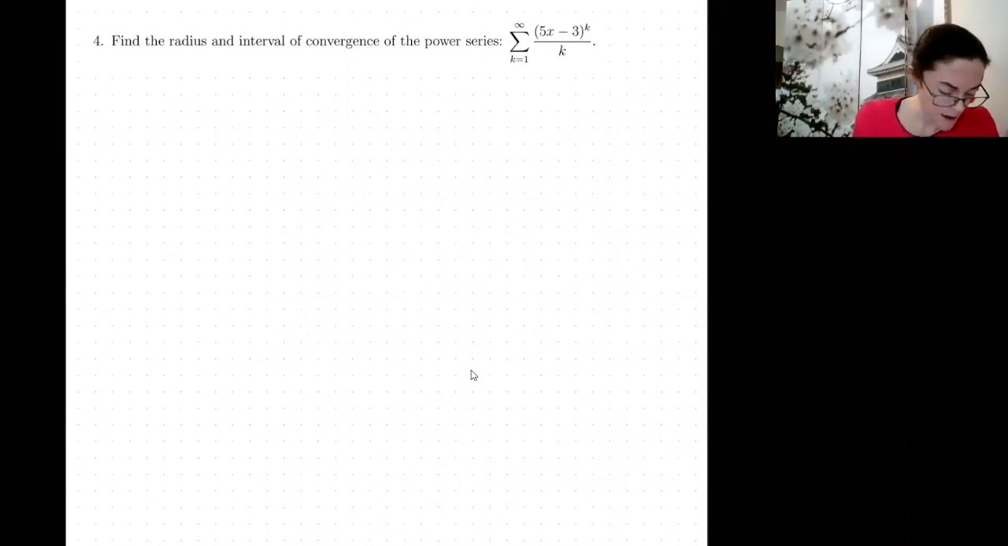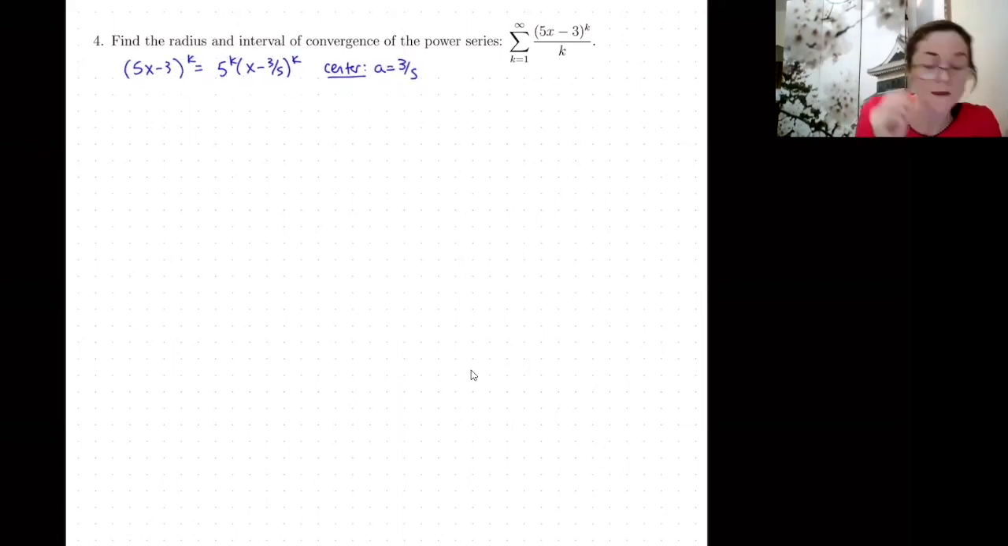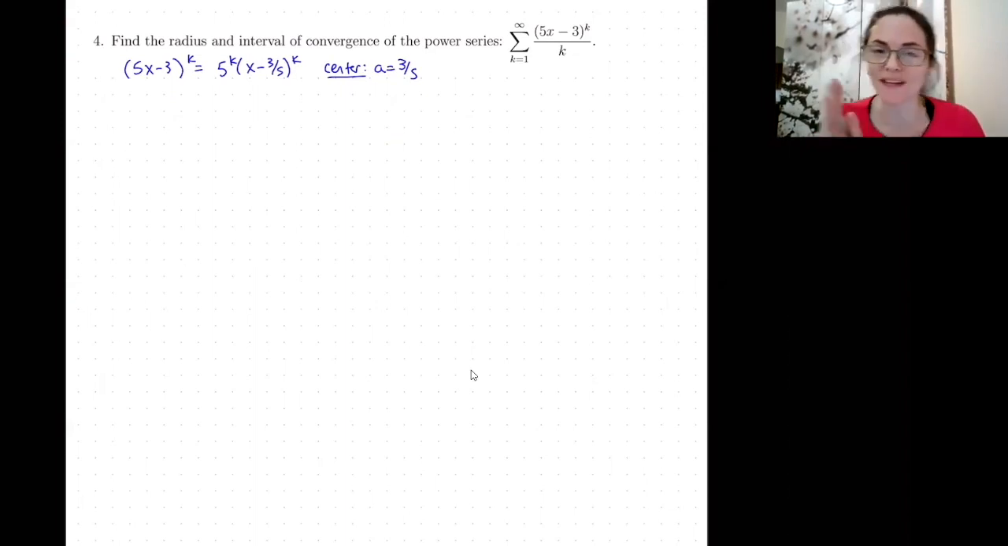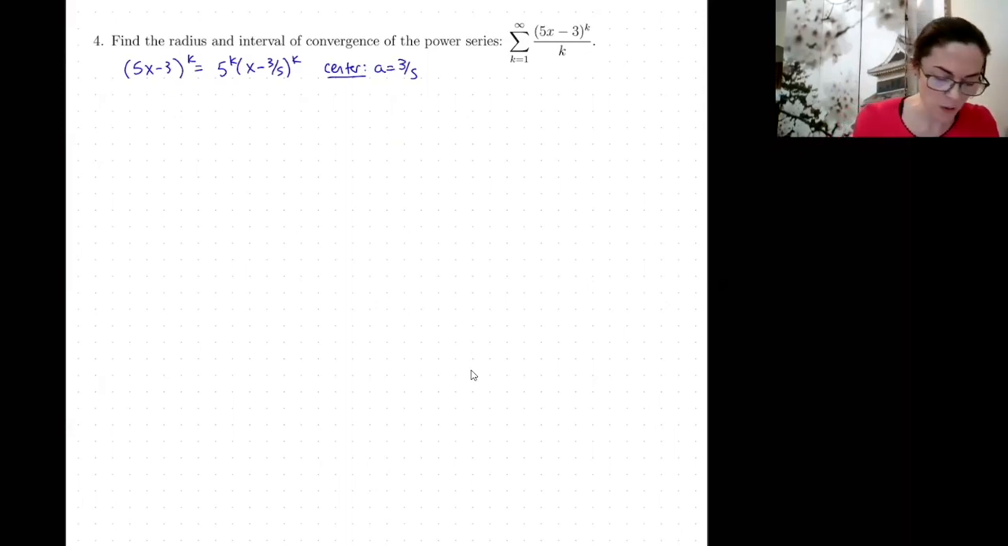What do we see here? If we work with just this numerator, this equals, well, if I factor out a 5 to the k, I get x minus 3 over 5 to the k. So in fact, this is a power series. The center of this power series is a equals 3 over 5. That's an important thing to realize, because you always need to figure out what is your center. It will help you, because once you have the radius, you move in each direction from the center, and you'll figure out, for instance, the endpoints. So this is a power series centered at 3 over 5.